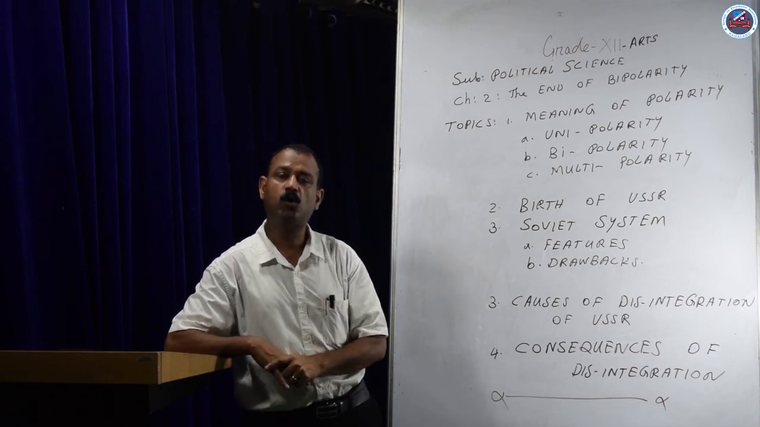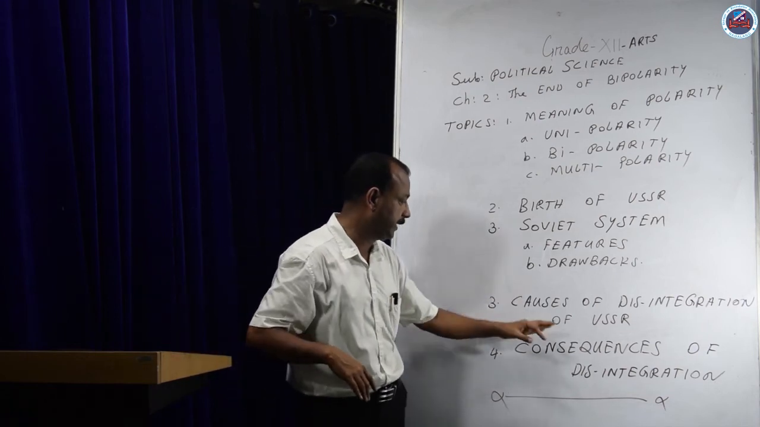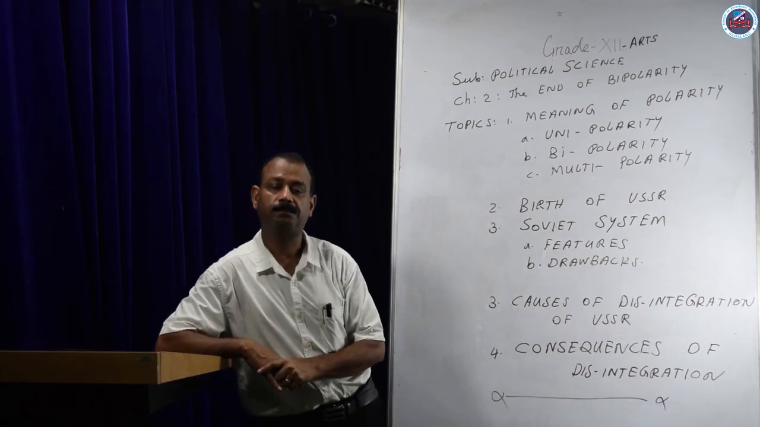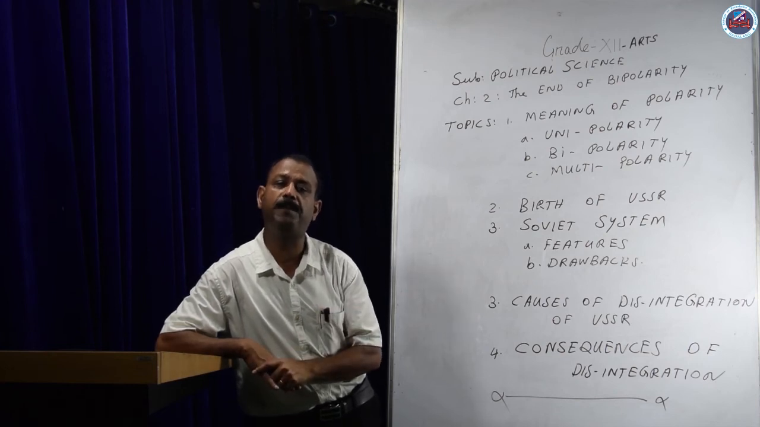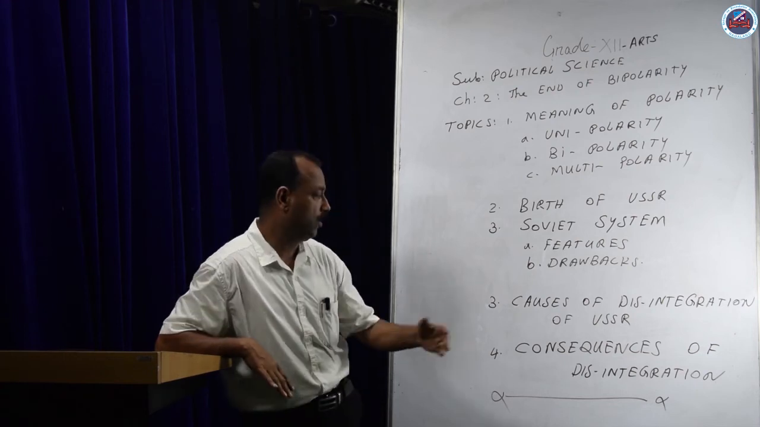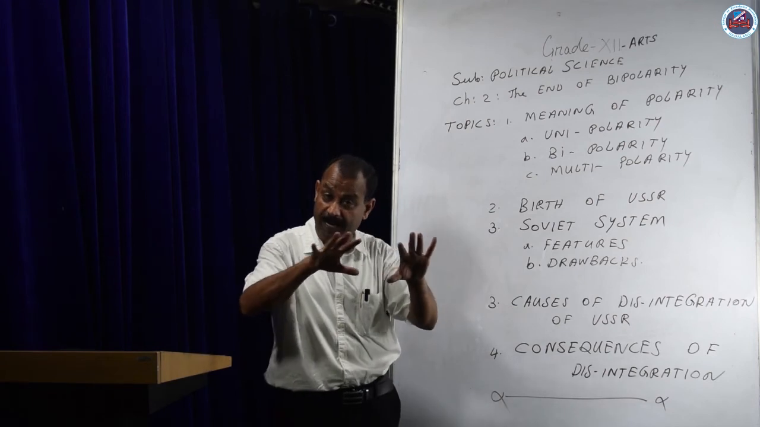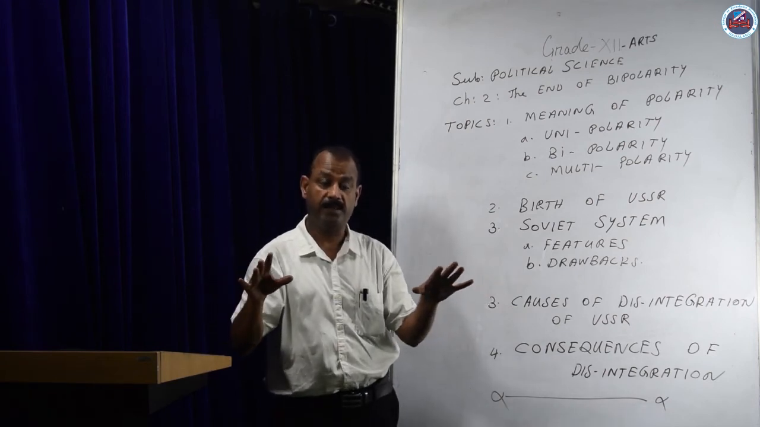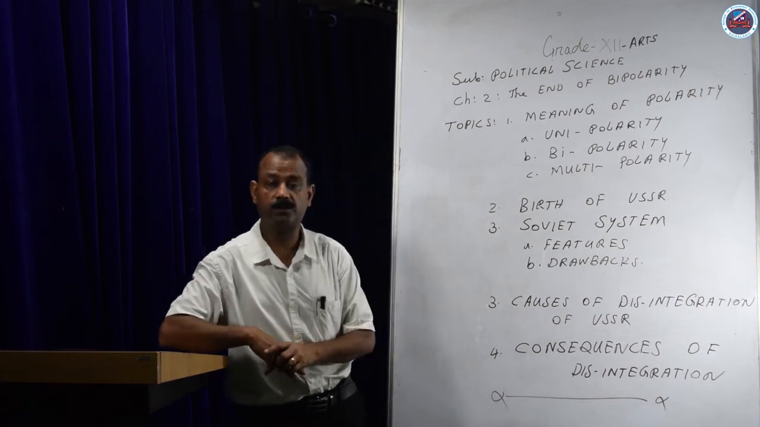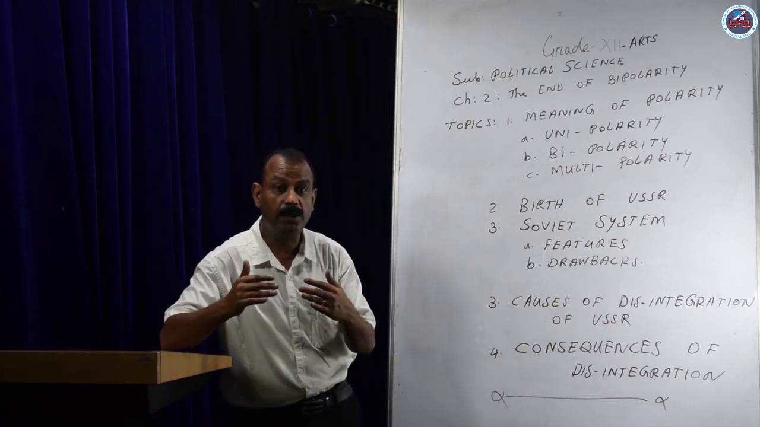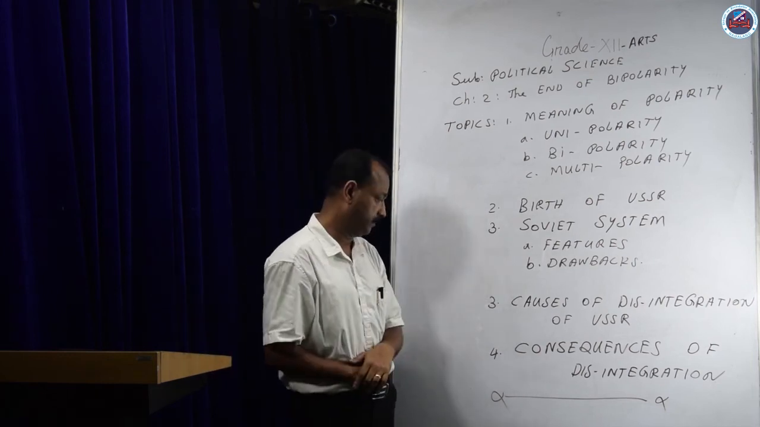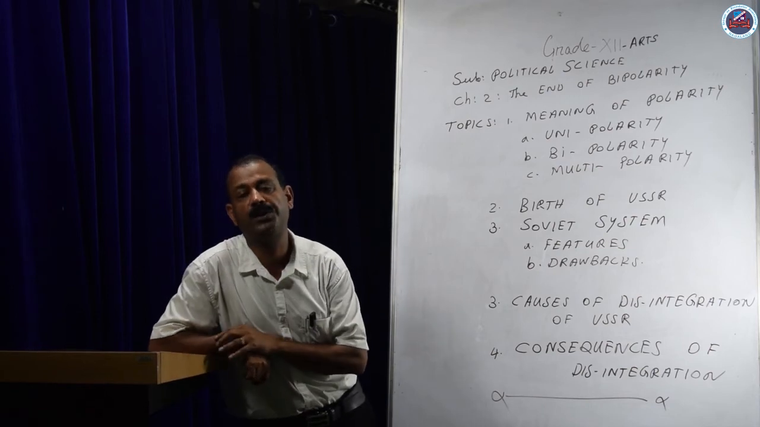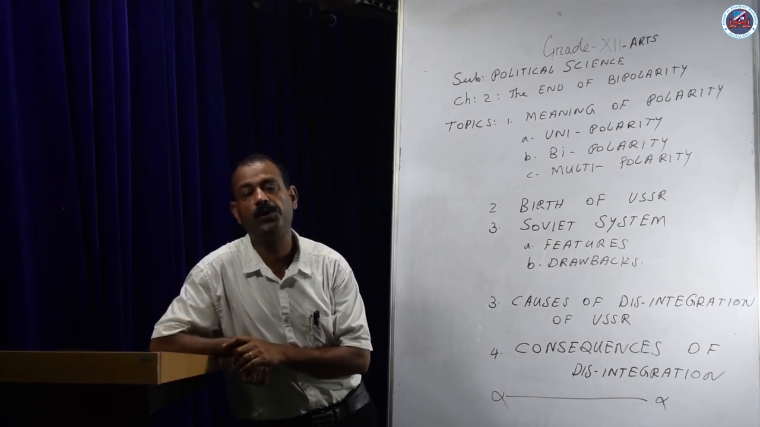And the third consequence of disintegration of USSR was that many new countries and powers came into being. From the USSR itself, 15 countries became independent. They joined with other blocs, and the world is no more dominated by two powers. It's dominated by only one power. So these are the consequences of disintegration of USSR.